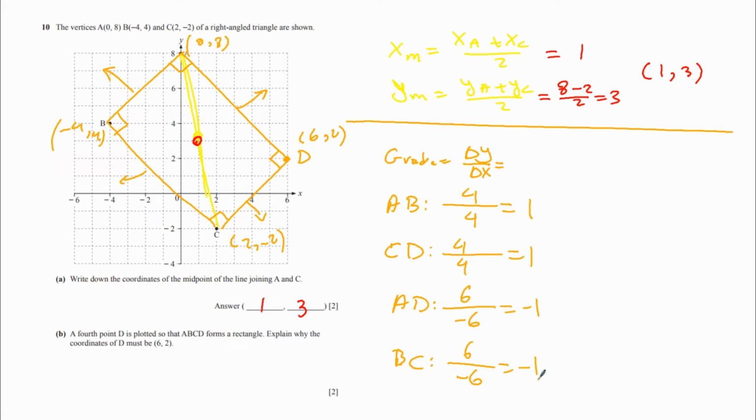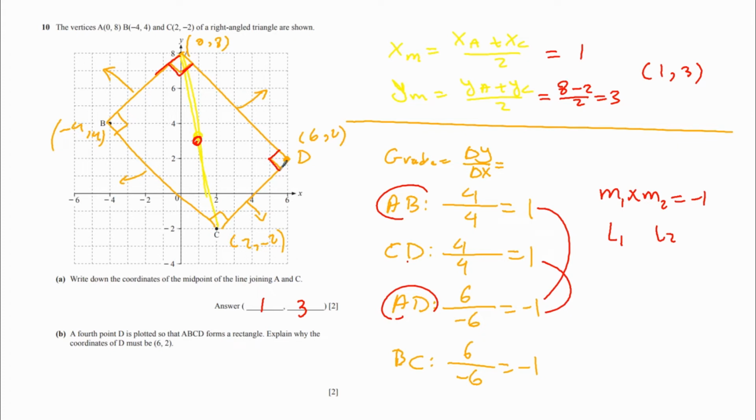The other thing is that this gradient times that gradient is 1 times minus 1, which is minus 1. We know that if one gradient times another gradient equals minus 1, then line L1 is perpendicular to line L2. So we can say that AB is perpendicular to AD. So we have a 90-degree angle in here. We can also show that AD is perpendicular to DC. AD and DC, so this times that is also minus 1. So this means that this is also 90 degrees here.